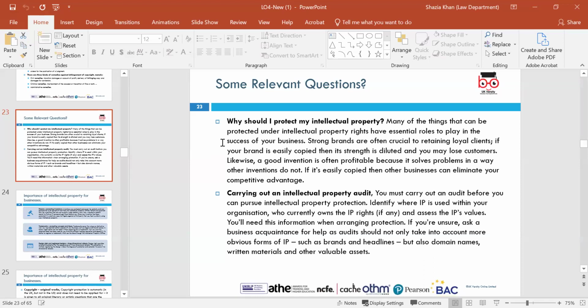Carrying out an intellectual property audit. You must carry out an intellectual property audit before you can pursue your intellectual property protection. So it's really important. You need to bear that in mind. Next slide is the importance of intellectual property to businesses.